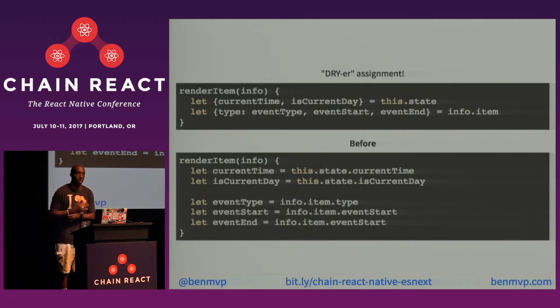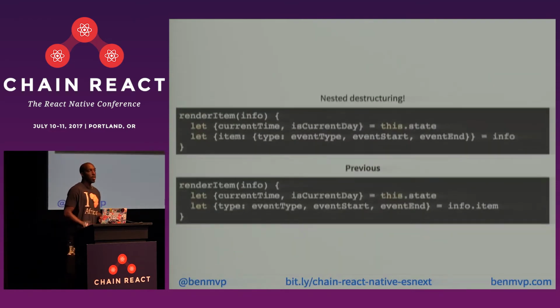Then if we look at the second line, it's a little bit more sophisticated. What this is saying is that inside info.item, I want to look for the type property, but I want to instead create a variable called eventType, and make that assignment that way. The other ones, eventStart and eventEnd, work much the same way. We're going to create variables with the same name, take properties out of info.item of that name, and make the assignments. So it's kind of just a shorthand, what I call a DRYer way of doing the same thing.